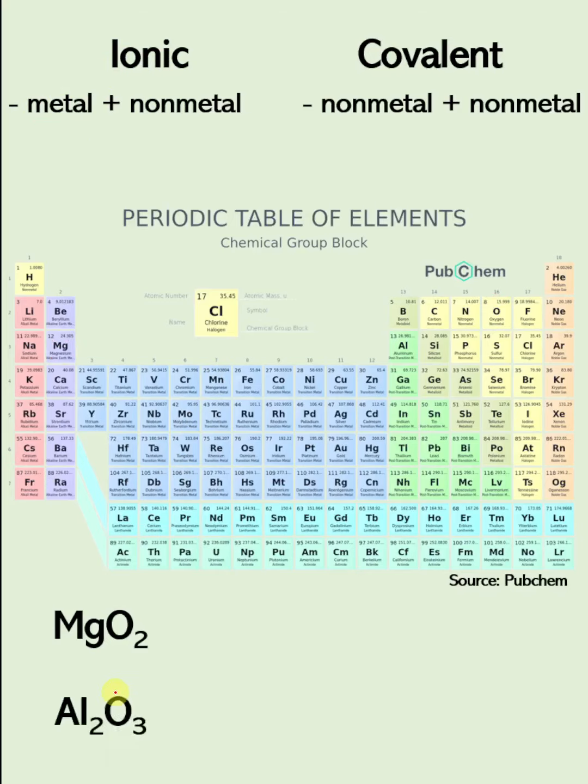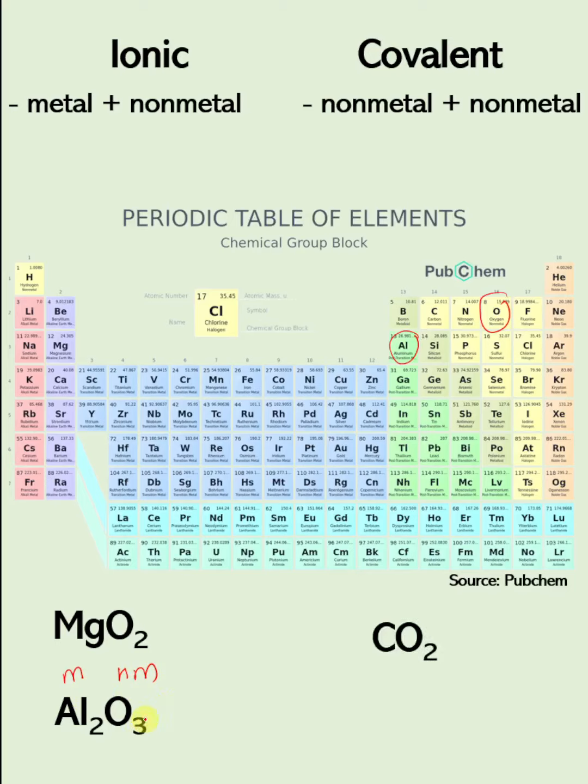Next one, we have aluminum oxide. So here we have aluminum. It's over here. So it's below the ladder. So this one is a metal. Meanwhile, oxygen is over here. This one is a non-metal. So metal plus non-metal. This one is also an ionic compound.